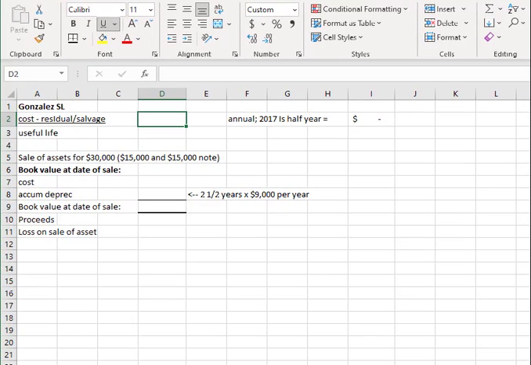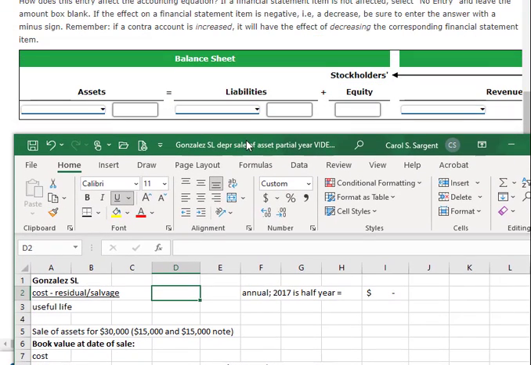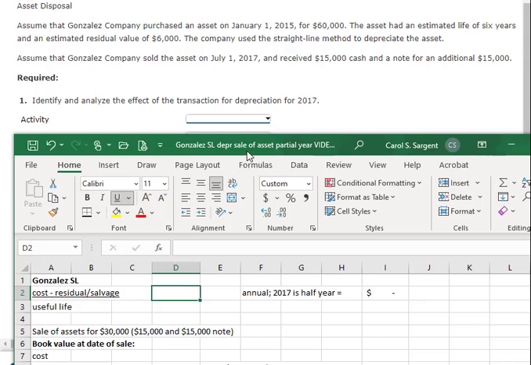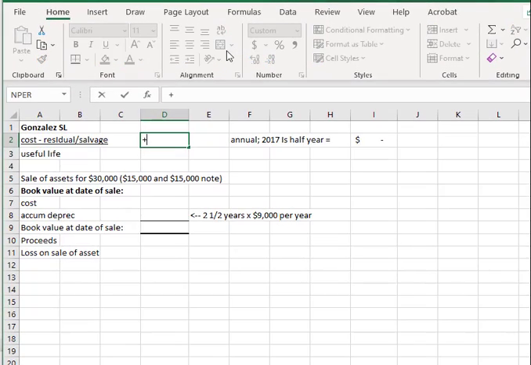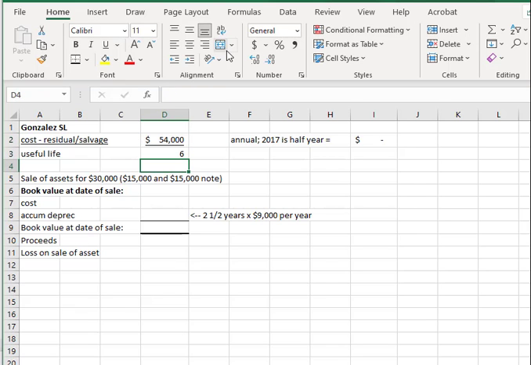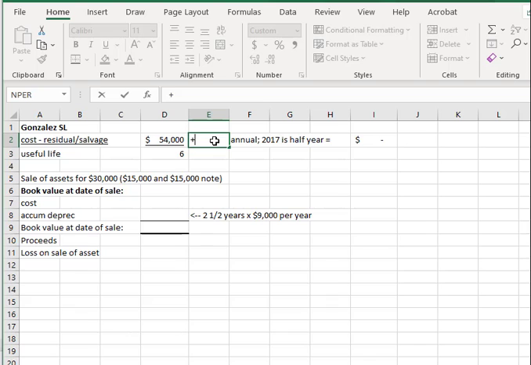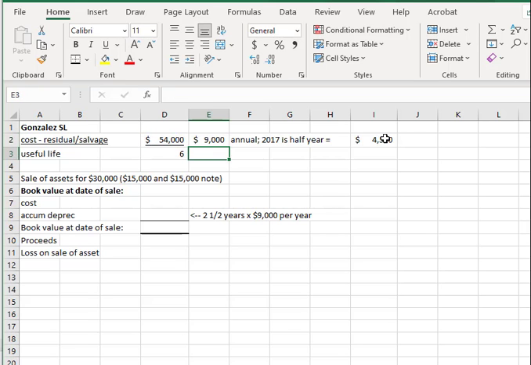Let's see how this works. So Gonzalez cost minus salvage, it was $60,000 minus a salvage of, what was the salvage here? $6,000. Okay. So we've got 60,000 minus 6 and 6-year useful life. So for each of the full years, they would get 9,000. And 2017 is half a year, January through July, so just 4,500. And then they sell it for 30,000, of which half is a cash and half is a note.